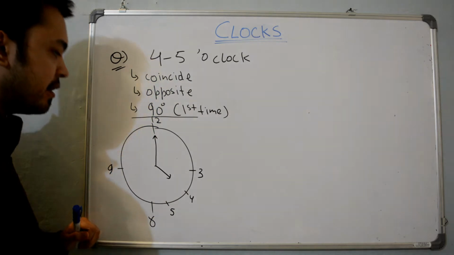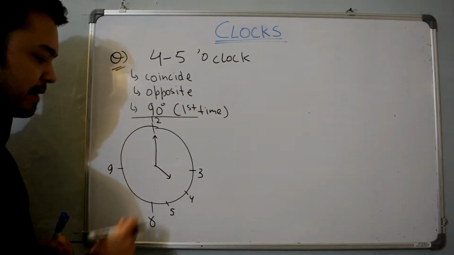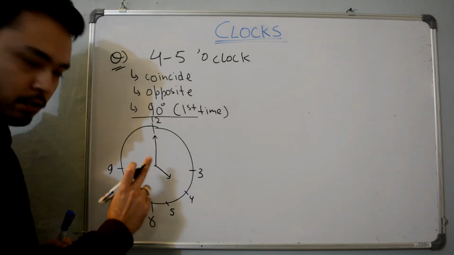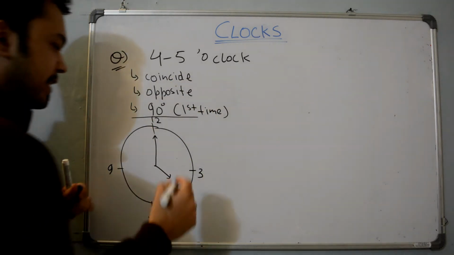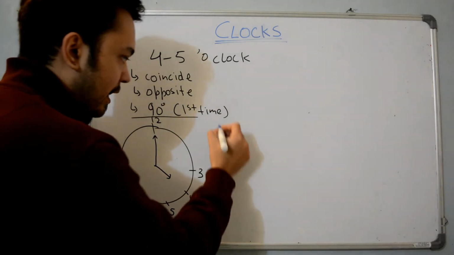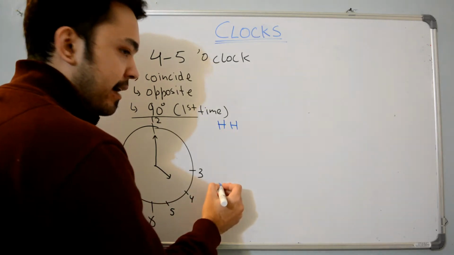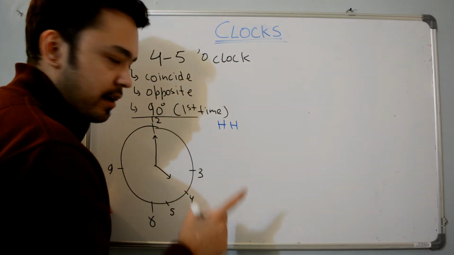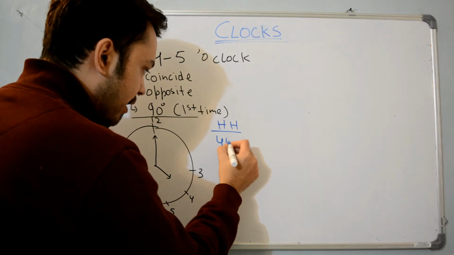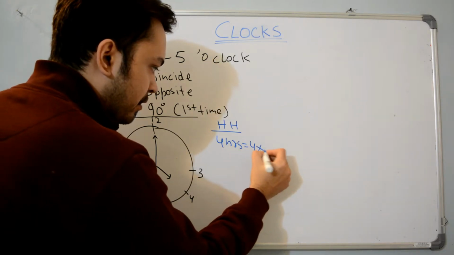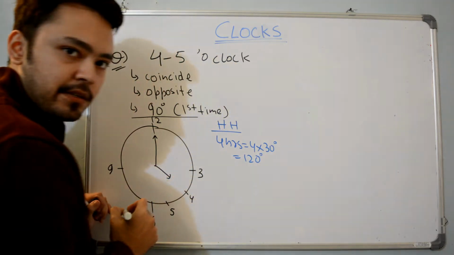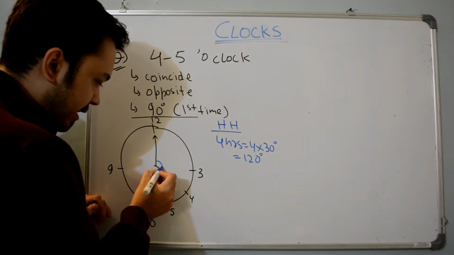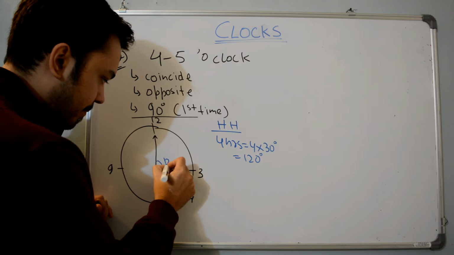Something like this. Yes. So now I have depicted the time of 4 o'clock, right? Now coming to our first part, when they will coincide. As you know that an hour hand makes an angle of 30 degrees in 1 hour. So in 4 hours it will make an angle of 4 into 30, right? That will be 120 degrees. Clear? So this angle is 120 degrees.